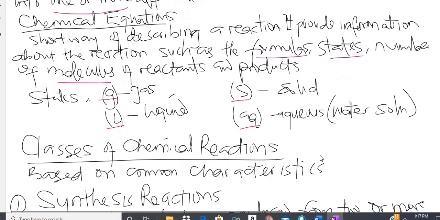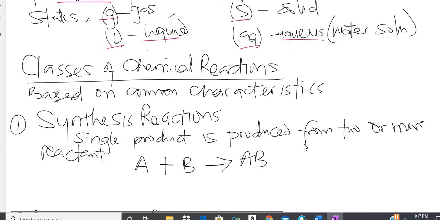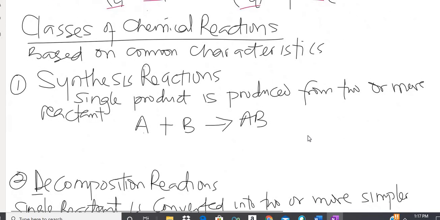There is a difference between liquid and aqueous. Aqueous is a water solution, where the substance has dissolved in water. We have classes of chemical reactions. The classes of chemical reactions are based on common characteristics that the reaction displays.